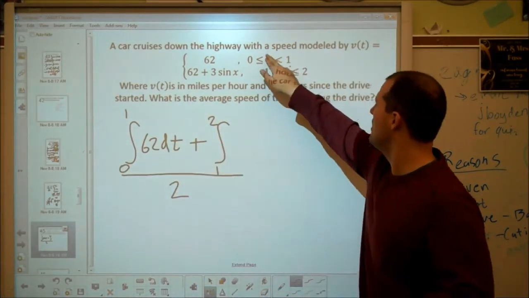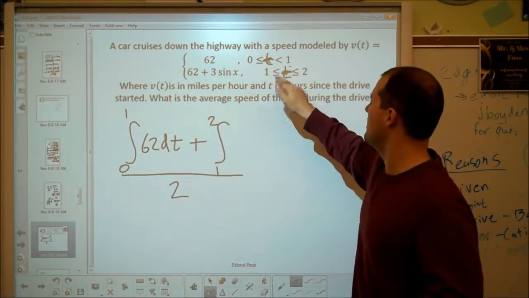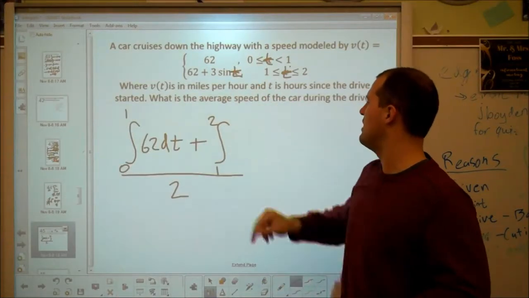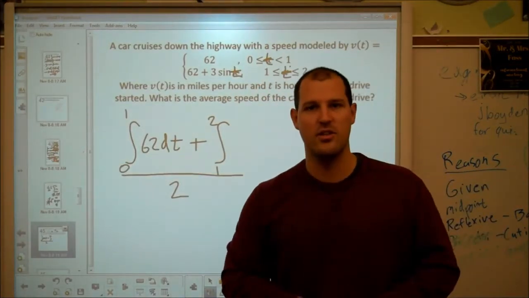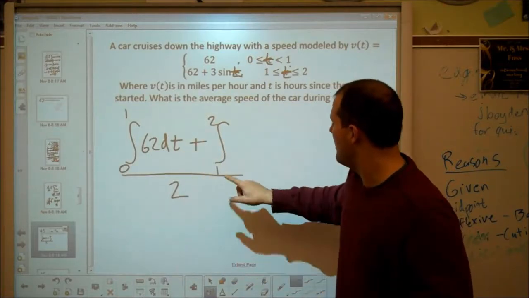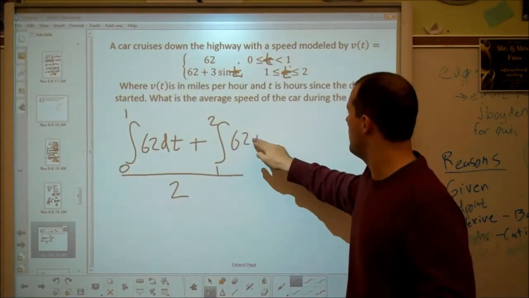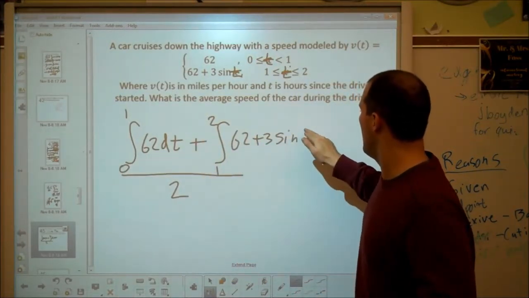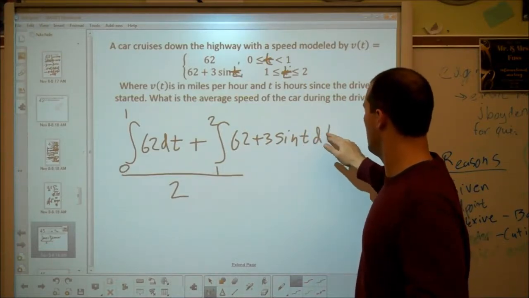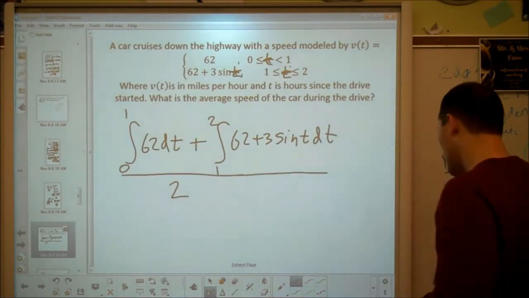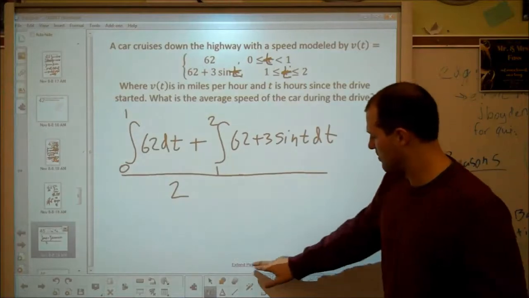Okay, and actually, this should have been a t, and that should have been a t, and that should have also been a t. Oh, sorry about that. Please make the correction in your notes. Okay, so dt, and then 1 to 2, 62 plus 3 sine of t dt. And now we are ready to do a little bit of integration.